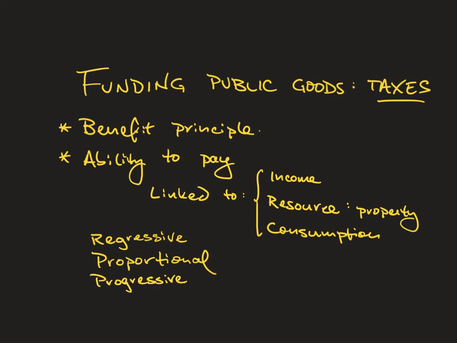A progressive tax is the reverse. A progressive tax is a smaller portion of the income of poor people than of rich people. So, if poor people pay 10% of their income in taxes and wealthy people pay 30% of their income in taxes, the tax system would be described as progressive. Okay, now why do we talk about these things?